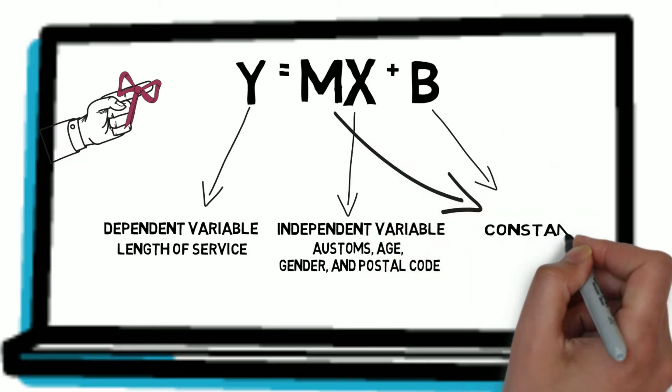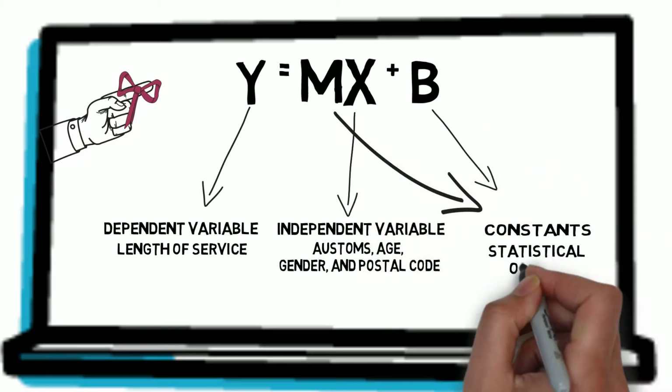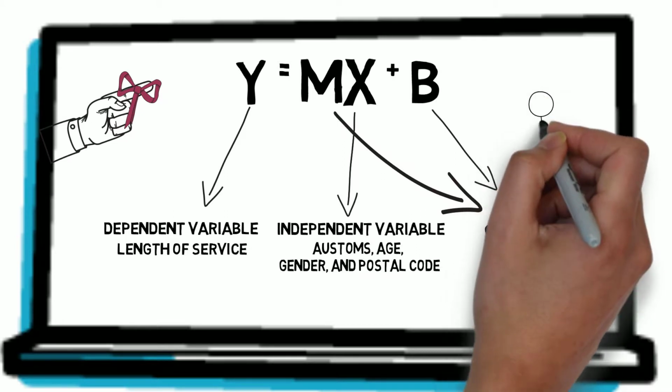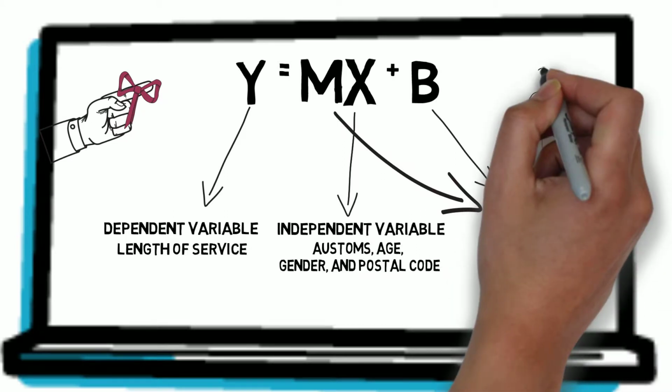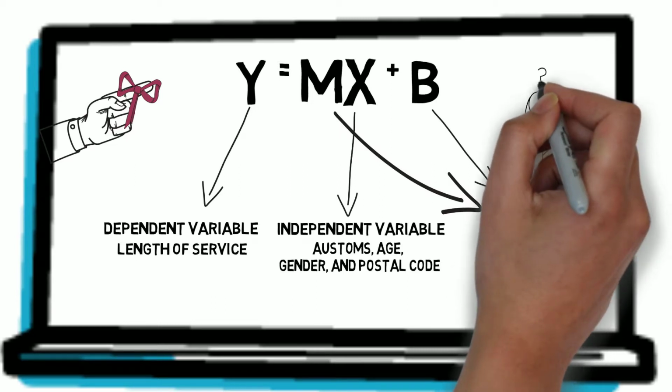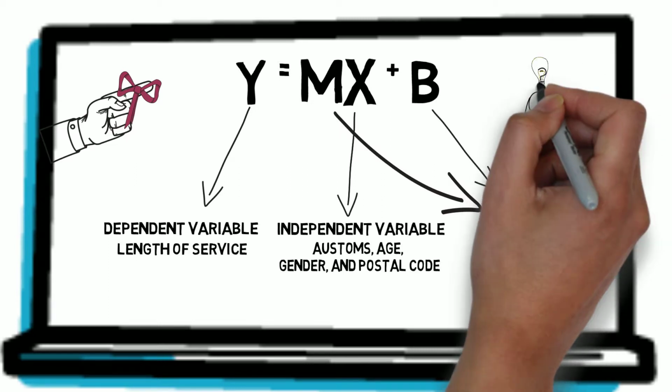Finally, M and B are both constants in the formula, or numbers that are taken from the statistical output and used to find length of service. Following along so far? Good. Now you can confirm that you're pretty smart.